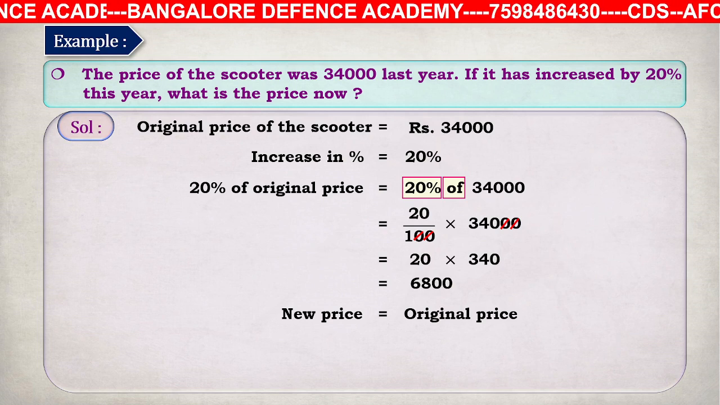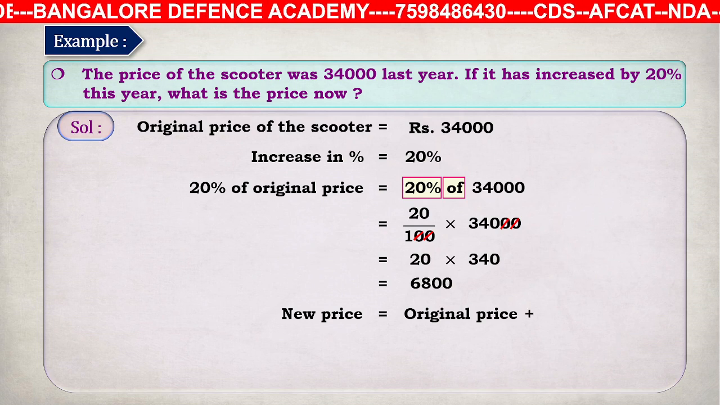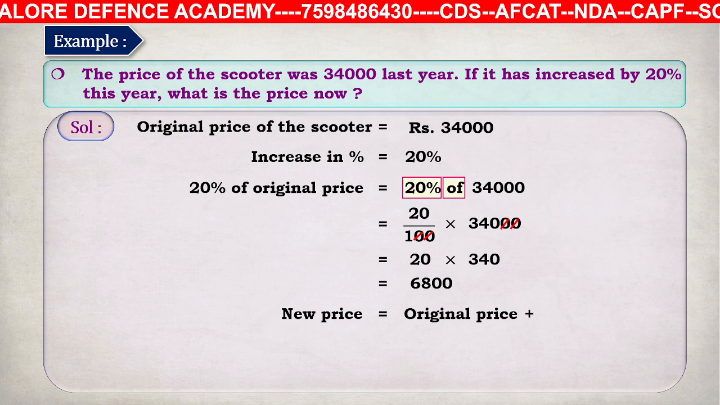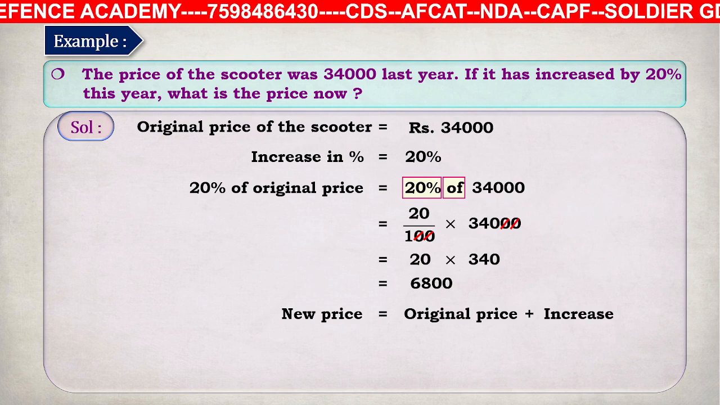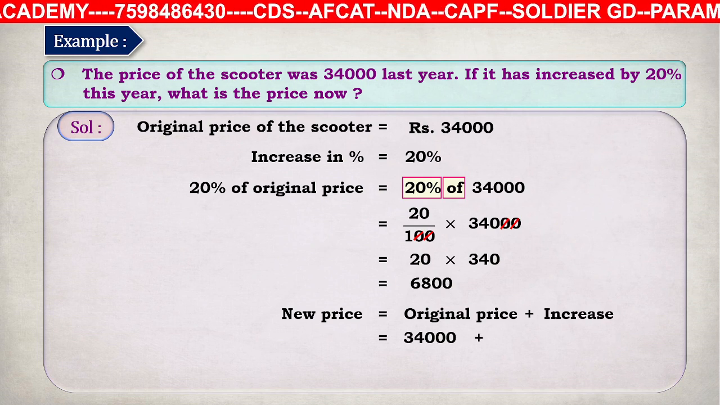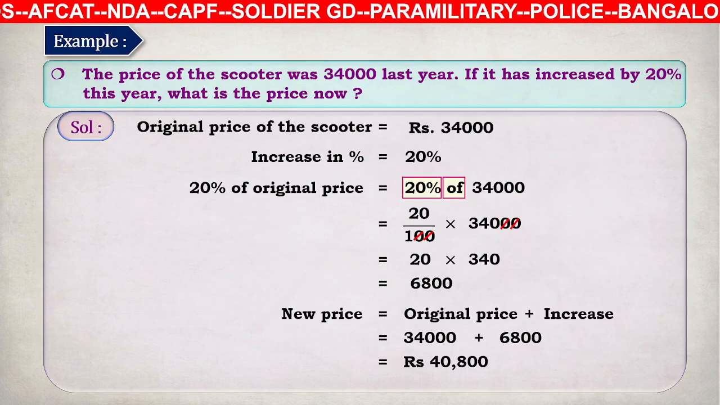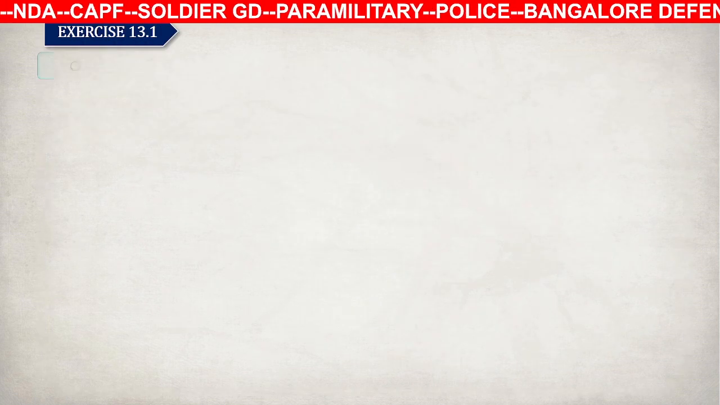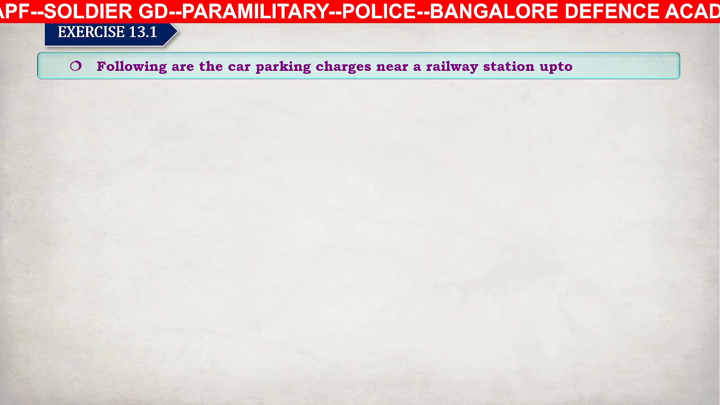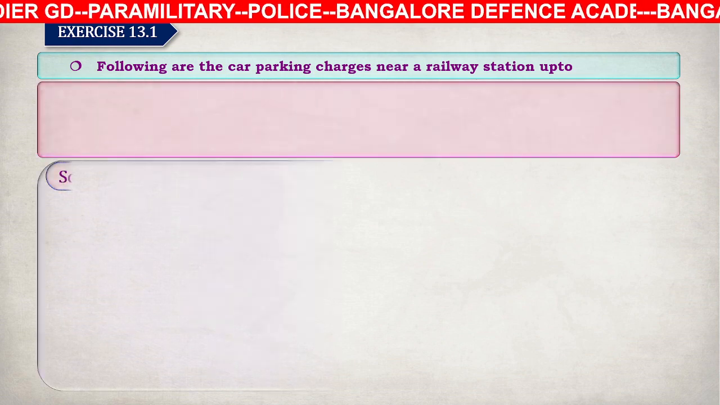What is happening here is that the original was 34,000, and due to the 20% increase, the amount is 6,800. If I add these two, I get 34,000 plus 6,800 is 40,800. So this is how I am going to solve some questions in direct and indirect proportion. Next, following are the car parking charges near a railway station.